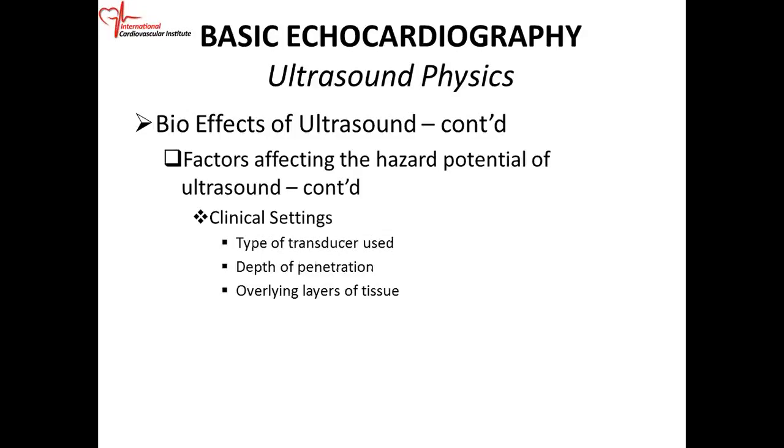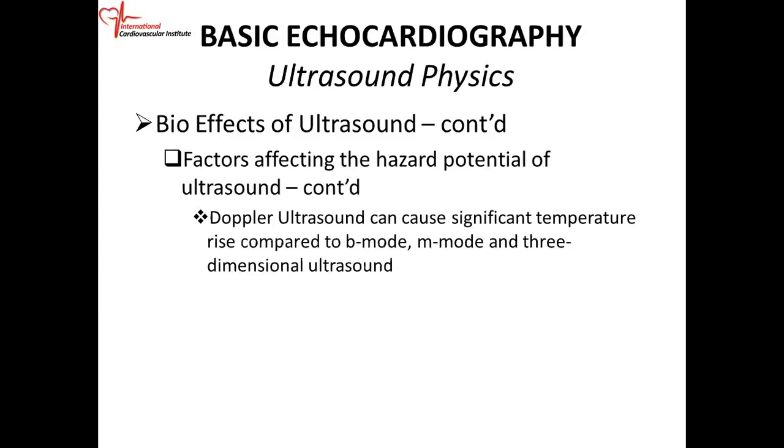All right. So other factors affecting the hazard potential: the type of transducer you use, if the transducer produces a lot of output power, and the depth of penetration. The more superficial structures are susceptible to more energy. Remember, you have attenuation the further the depth. So anything that's superficial is more susceptible to the energy. And then the overlying layers of tissue. Some overlying tissue can be protective. If it's not protective, then you have damage directly to the underlying tissue.